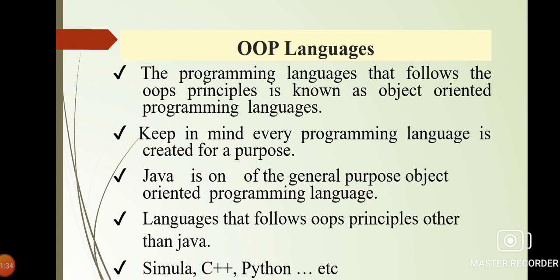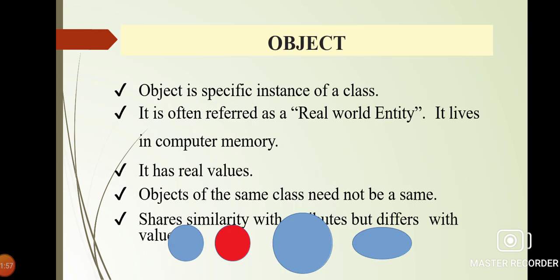Keep in mind, every programming language is created for a particular purpose. Here Java is one of the general purpose object oriented programming languages. Languages that follow object oriented programming principles other than Java, for example Simula, C++, Python. These are all examples of object oriented programming languages.